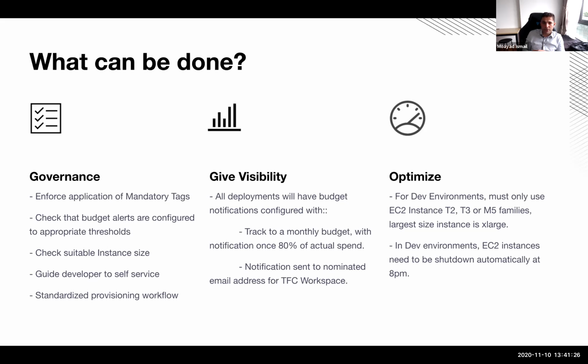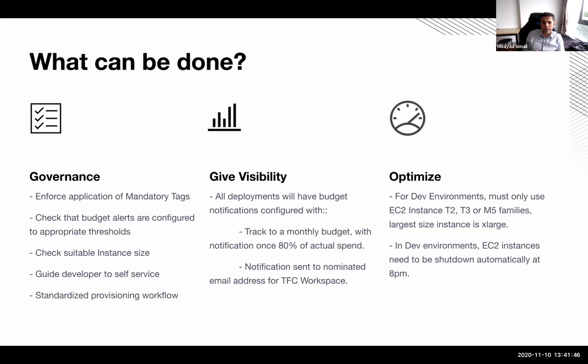Giving visibility is very important. Without giving the end user some form of data or a trigger, you cannot expect them to react accordingly. So this is where we have the requirement that all deployments will have budget notifications configured: once you hit a threshold of 80% of actual spend, I require a notification.